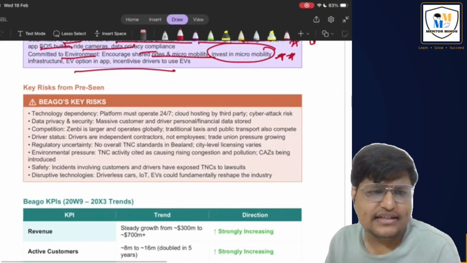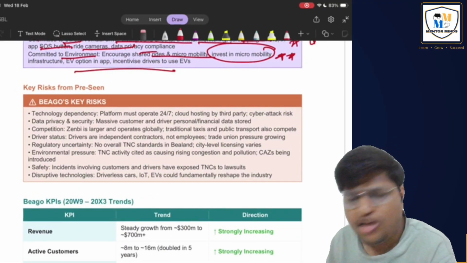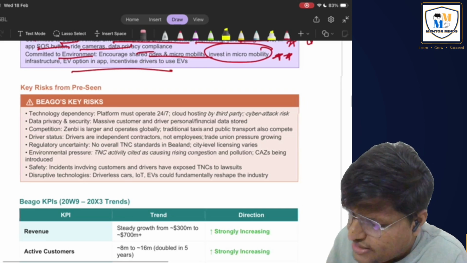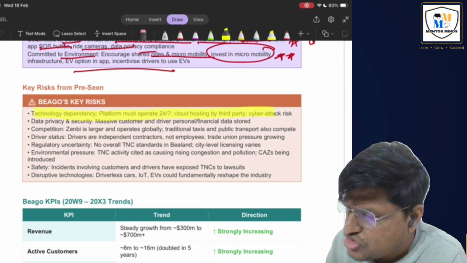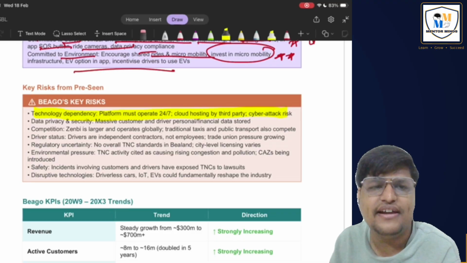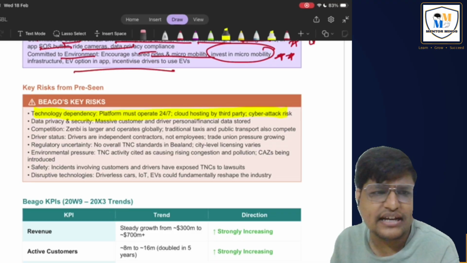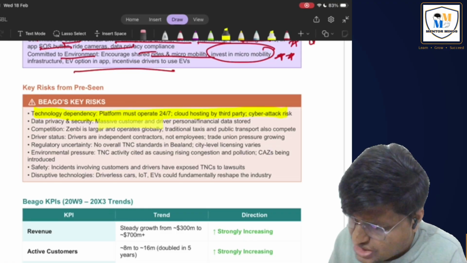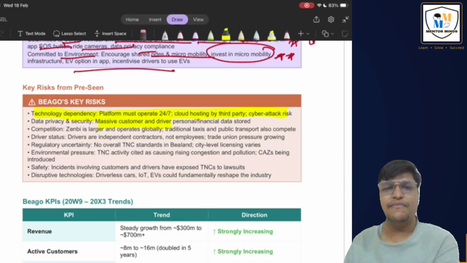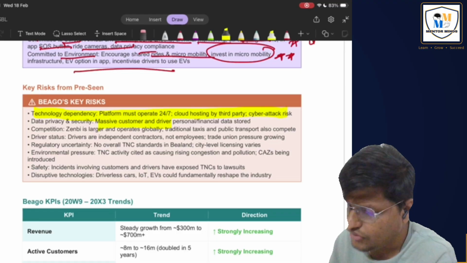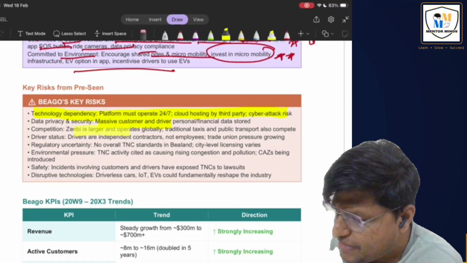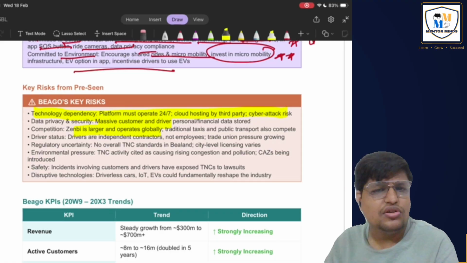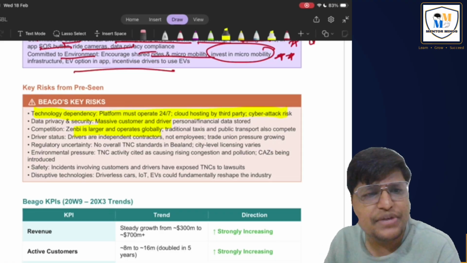Now the key risks that we were discussing. See, first of all, our business is totally technology dependent. Let's say our server goes down, our business will stop that day, because there is cyber attack risk. Then data privacy and security: we have massive customer and driver data, and sometimes it can be misused. Then the competitor is large and operating globally. So now it is our biggest competitor.